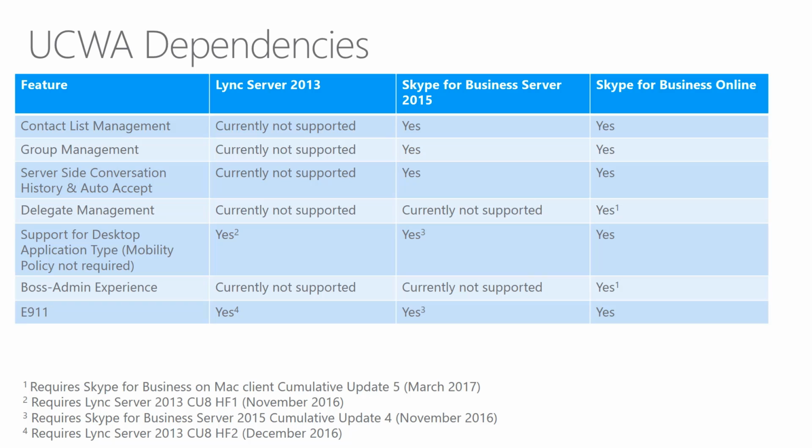E911 is supported on Lync Server 2013 as long as you have Lync Server 2013 CU8 Hotfix 2, which was released in December of 2016. It is supported on Skype for Business Server 2015, but requires Skype for Business Server 2015 Cumulative Update 4, which was released in November of 2016. And it is supported in Skype for Business Online.